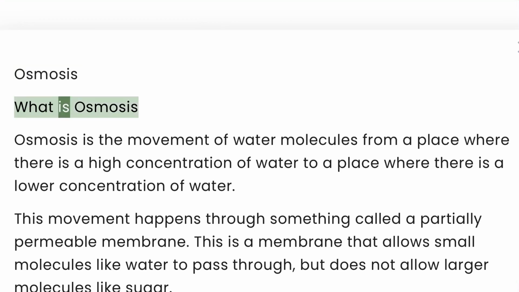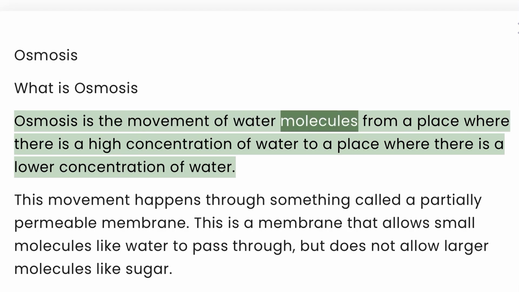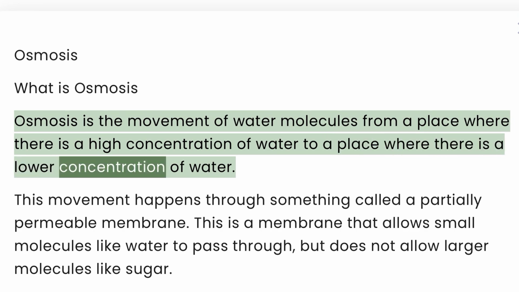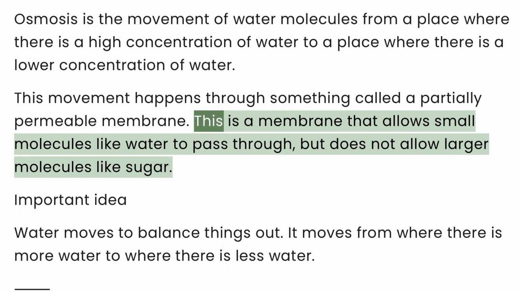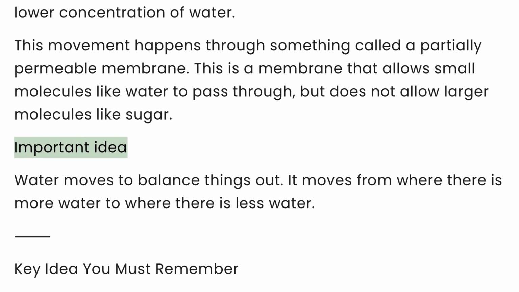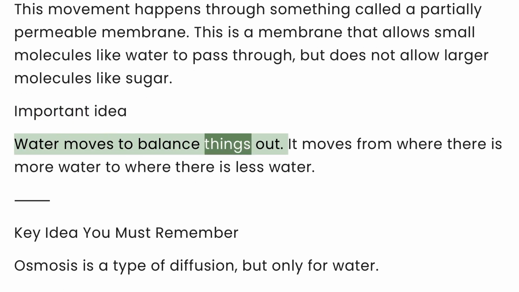Osmosis. What is osmosis? Osmosis is the movement of water molecules from a place where there is a high concentration of water to a place where there is a lower concentration of water. This movement happens through something called a partially permeable membrane. This is a membrane that allows small molecules like water to pass through, but does not allow larger molecules like sugar. Important idea. Water moves to balance things out.